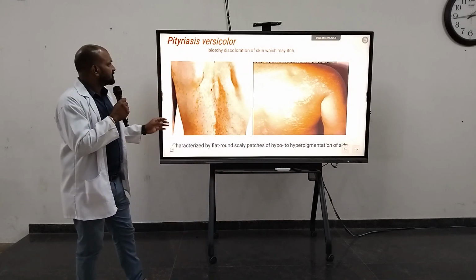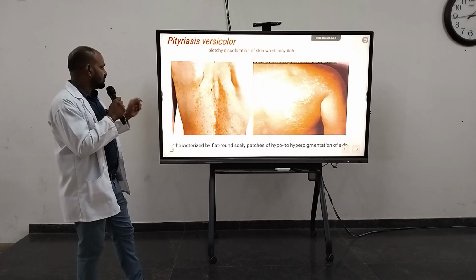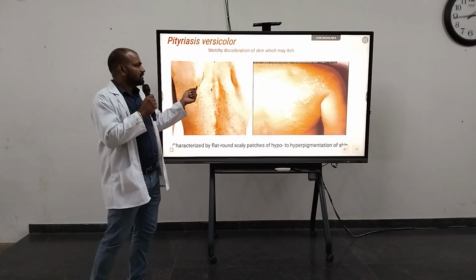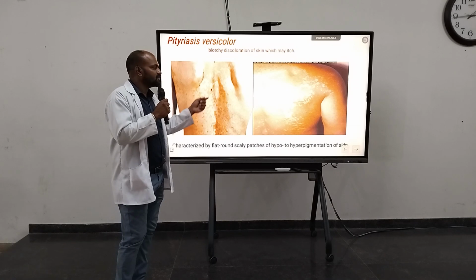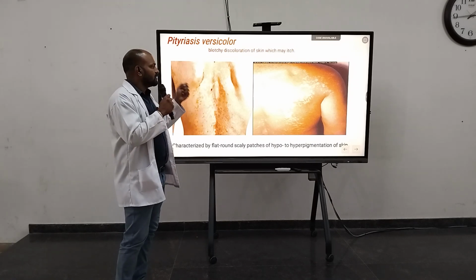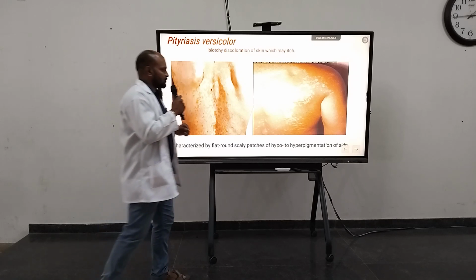So you can see in this picture, the patients are infected with blotchy discoloration of the skin, which may form severe itching, and the lesions can be hypo- or hyperpigmentation of the skin. Whenever you want to identify this fungus, we can collect a skin smear from the patients at the edges of the lesions by using a sterile blade.